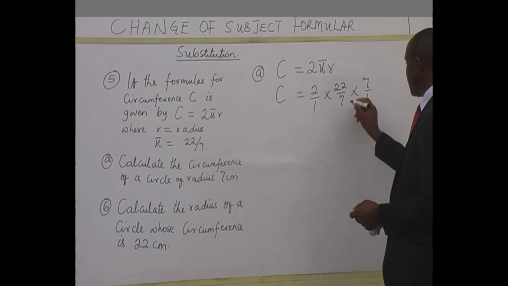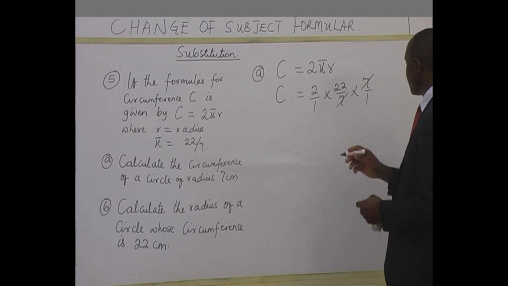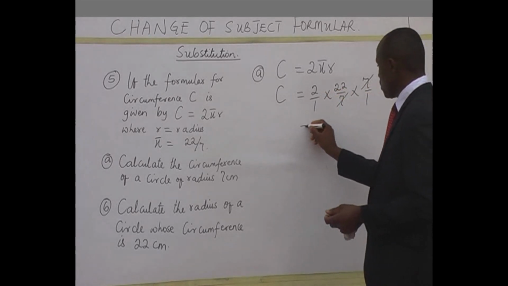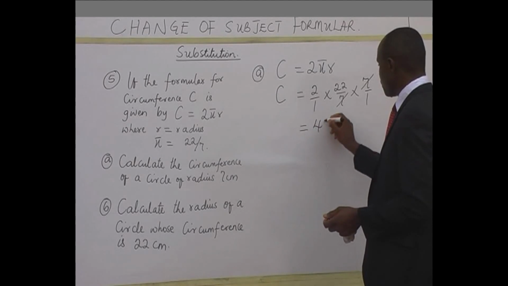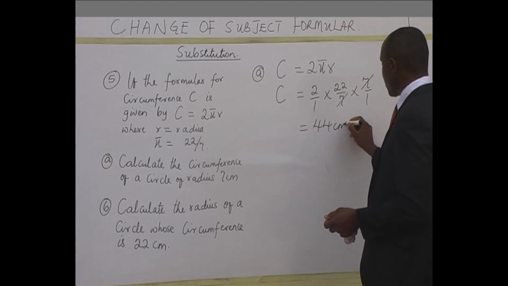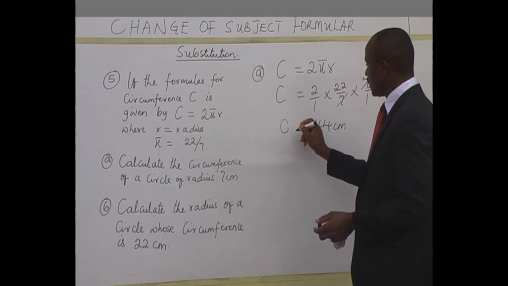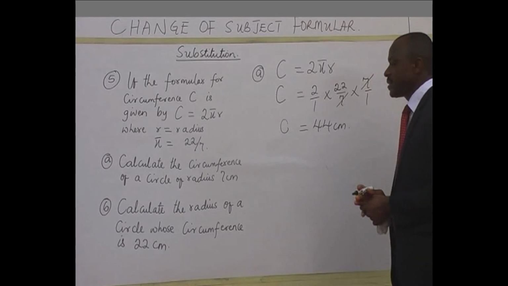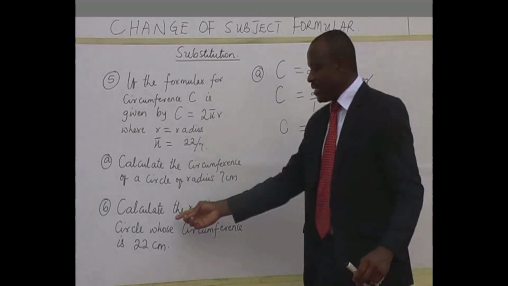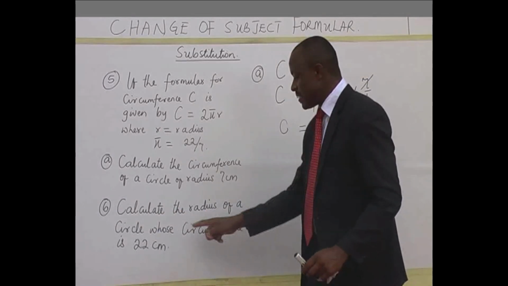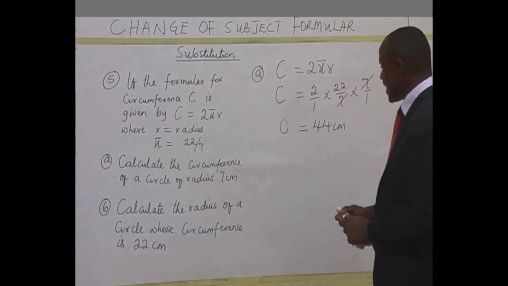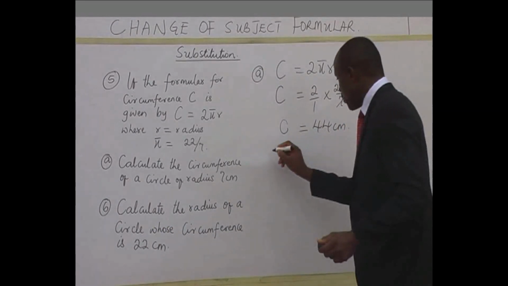You can cancel out this. You are left with 2 times 22. 2 times 22 will give you 44. That means the circumference of that circle is 44 centimeters. Question number B says that we should calculate the radius of a circle whose circumference is 22 centimeters. Question number B.